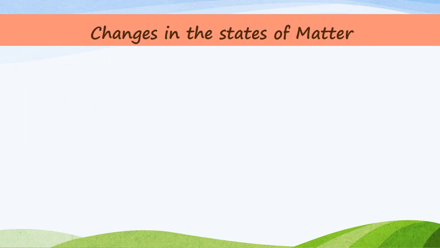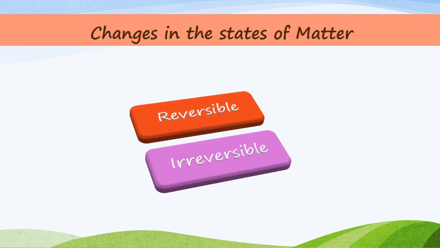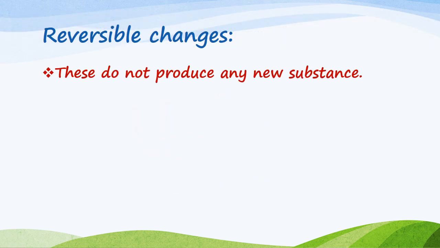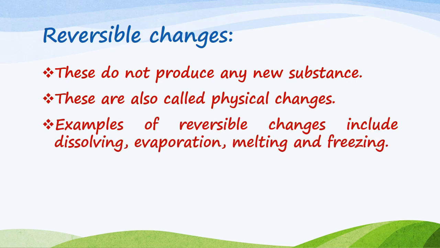Changes taking place in different states of matter can be of two types. They can be reversible or irreversible. Let's see what this means. In reversible changes, no new substance is produced. These are also called physical changes. The common examples of reversible changes include dissolving, evaporation, melting, and freezing.